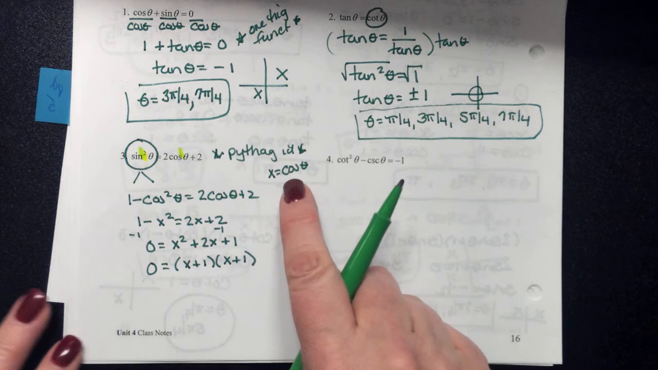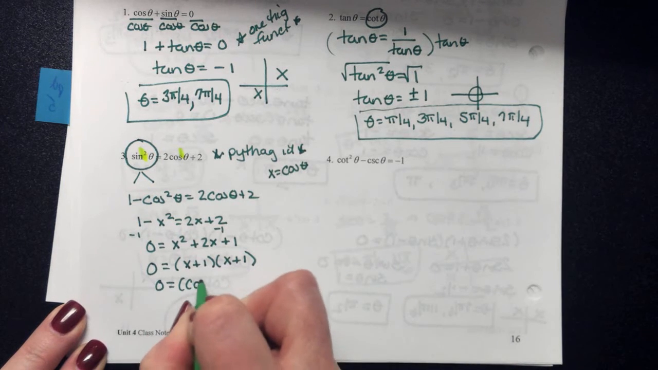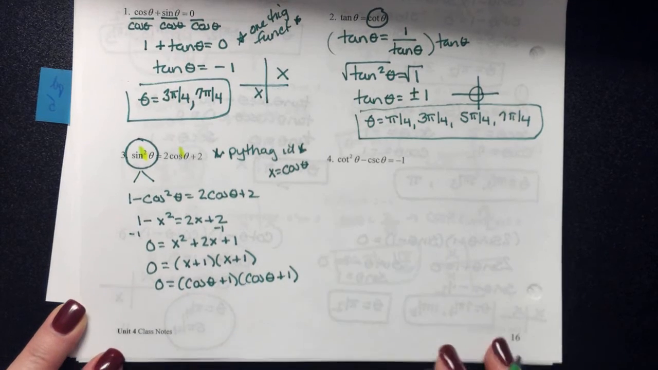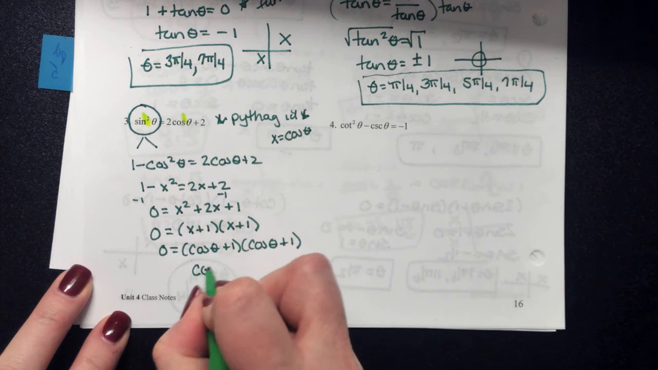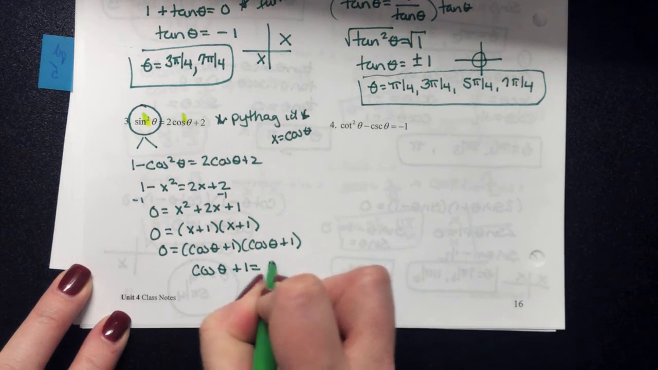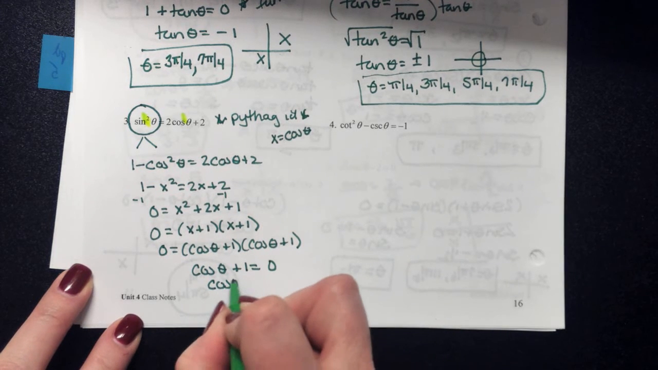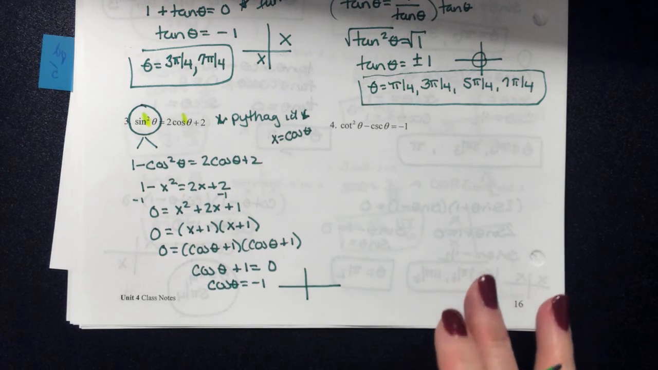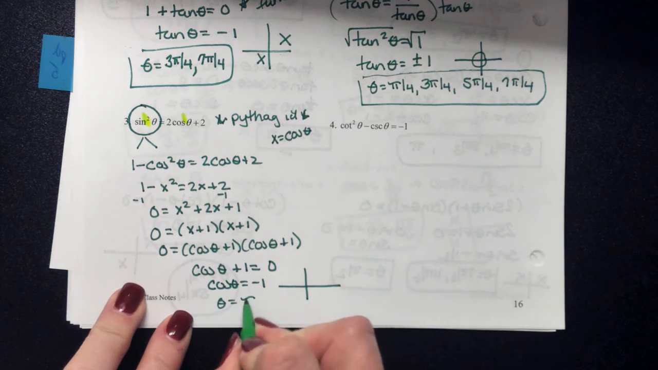Now this is where you can bring back in that cosine that we did that substitution on. So 0 is equal to cosine theta plus 1 times cosine theta plus 1. And now I can set one of my factors equal to 0. So cosine theta plus 1 equals 0. Get the cosine by itself, so I'll subtract 1. At what angle is cosine equal to negative 1? Pi. So just the one solution at pi.